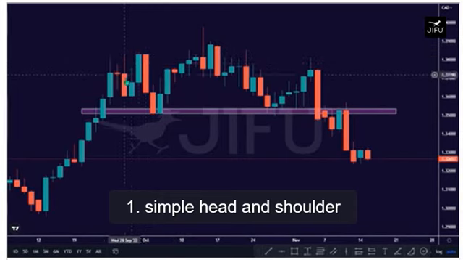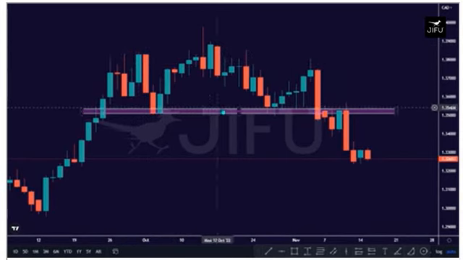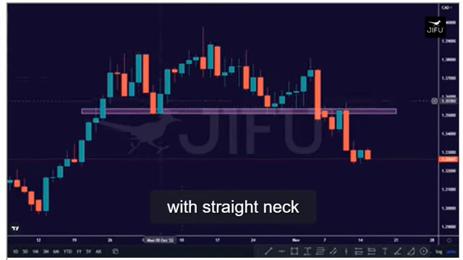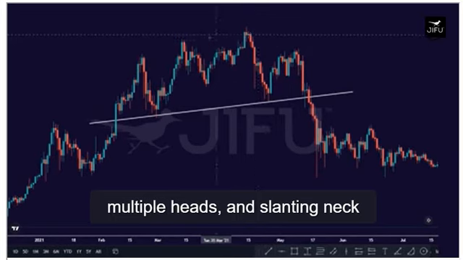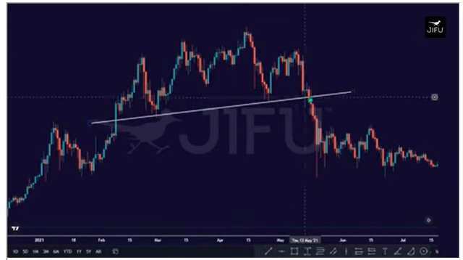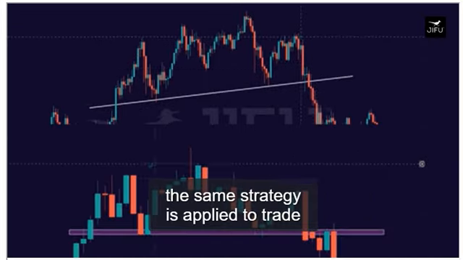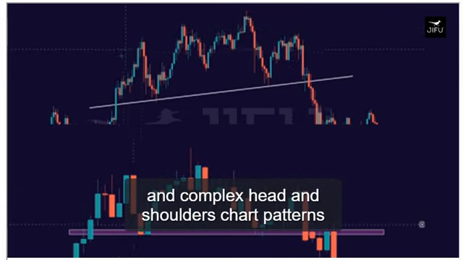Number one, as a simple head and shoulders. These are the single head and shoulders with a straight neck. Number two, as a complex head and shoulders. These are the broad, multiple heads and slanting neck. The same strategy is applied to trade both the simple and complex head and shoulders chart patterns.